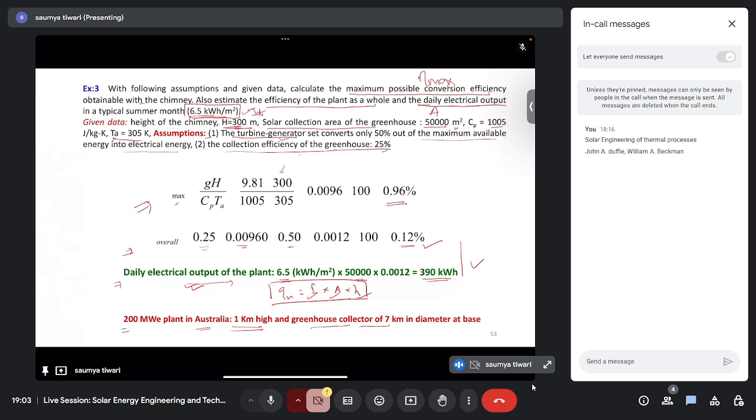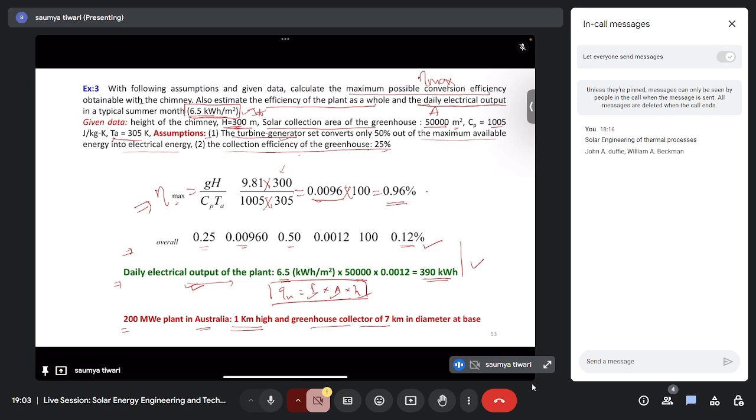We already know the formula for the maximum possible conversion efficiency for a given solar air chimney, which is GH upon CPTA. Your G is 9.81, your height is 300, your CP value is 1005 joule per kg per Kelvin, and your ambient temperature is 305. You can calculate the maximum conversion efficiency, which comes to 0.0096. In percentage, it is 0.96%. So you can see how much lower the efficiency value is for solar air chimneys.